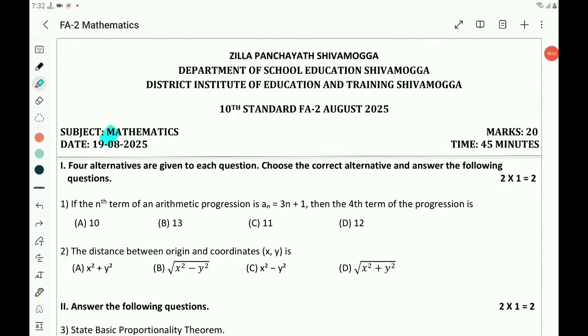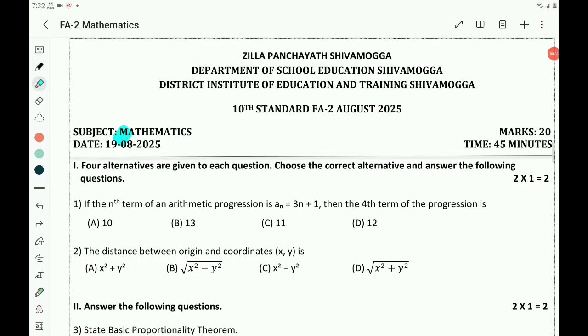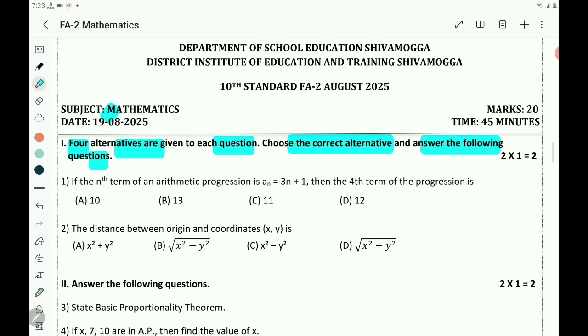This is a model question paper of the mathematics subject given by DIET Shivamogga. The first question, 4 alternatives are given to each question. Choose the correct alternative and answer the following questions. First question, if the nth term of an arithmetic progression is an equals 3n plus 1, then the fourth term of the progression is.